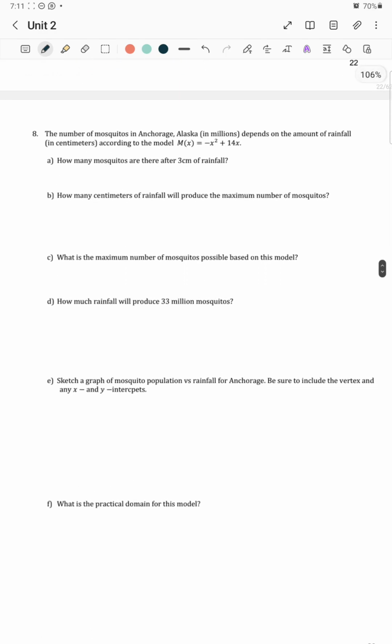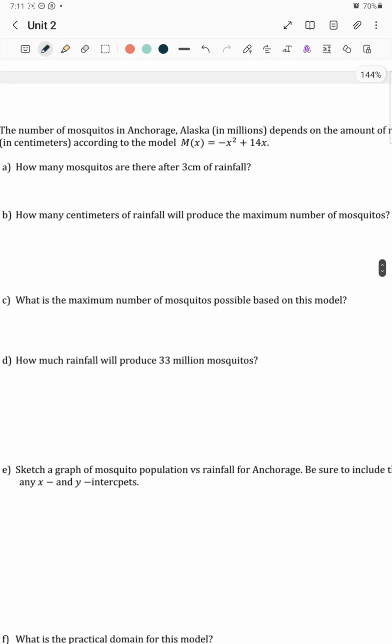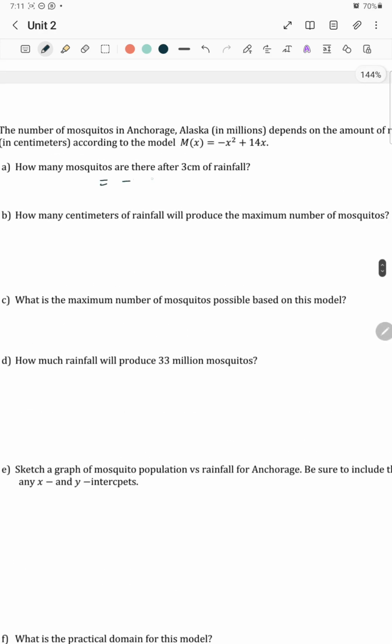The number of mosquitoes in Anchorage, Alaska depends on the amount of rainfall according to the model m of x is equal to minus x square plus 14x. How many mosquitoes are there after 3 centimeters of rainfall? So x would be 3, it would be minus 9 plus 14 into 3, which would be equal to 33 million.